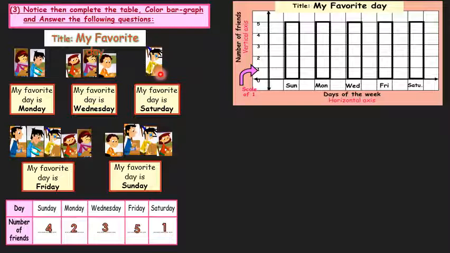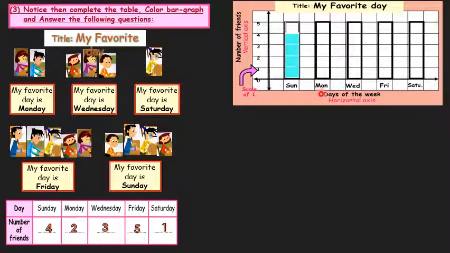So how can I represent this inside a bar graph? First we should look at what the scale is here. 1, 2, 3. Yes, here we have a scale of 1. So I want to represent this data inside it. How many friends like Sunday? I look here. We have 4. So I will count 1, 2, 3, 4.